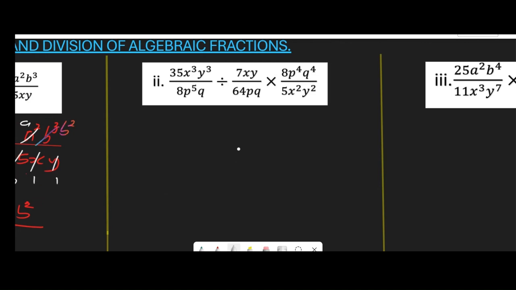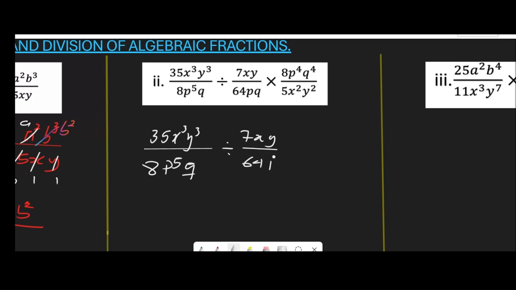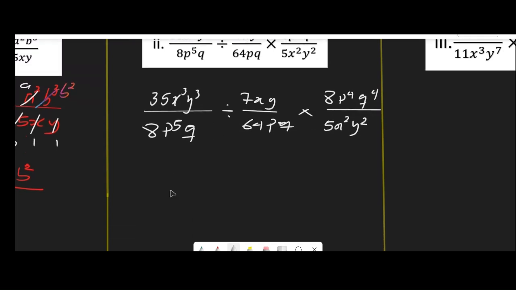We have 35 x cubed y cubed all over 8p exponent 5 q, we don't have any exponent here, then divided by 7xy all over 64pq times 8p exponent 4 q exponent 4 all divided by 5x squared y exponent 2. So how do we simplify this one?